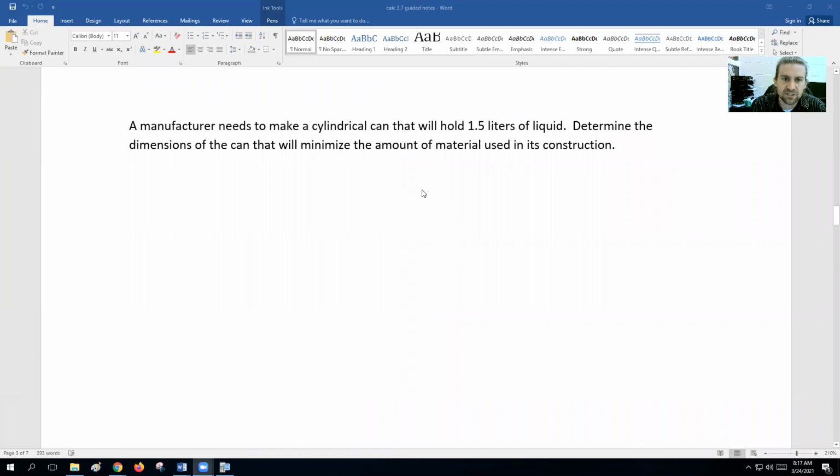All right, a manufacturer needs to make a cylinder that holds 1.5 liters of liquid. So we have a cylinder going on here. We have a radius and we have a height.